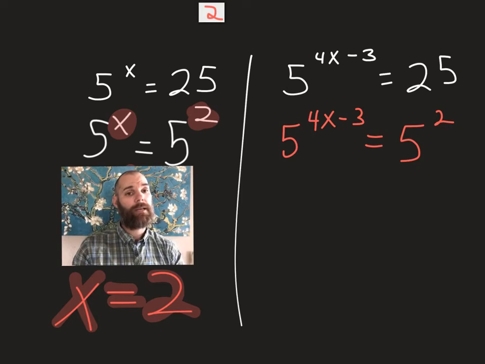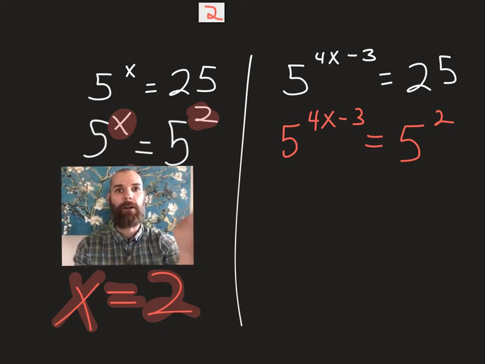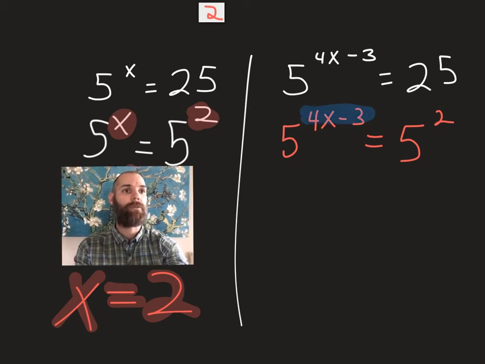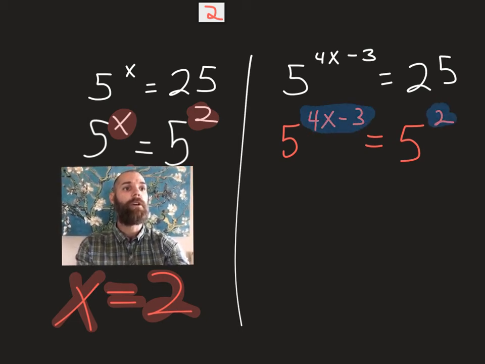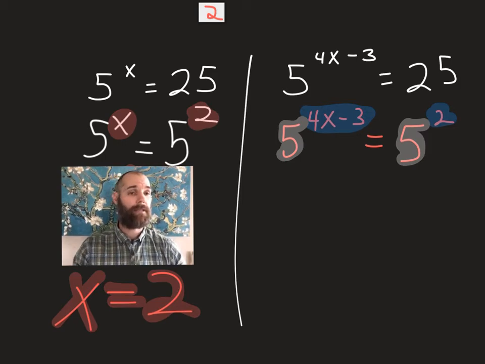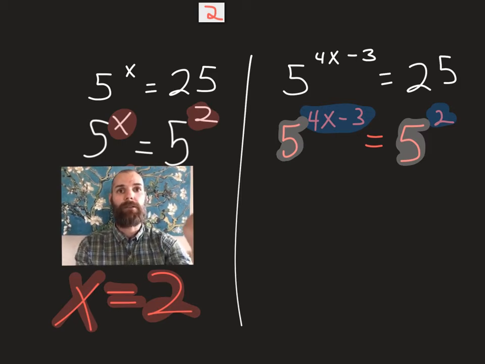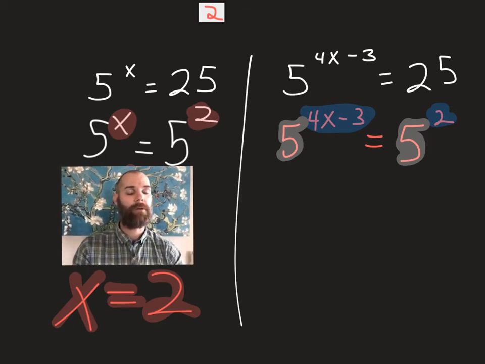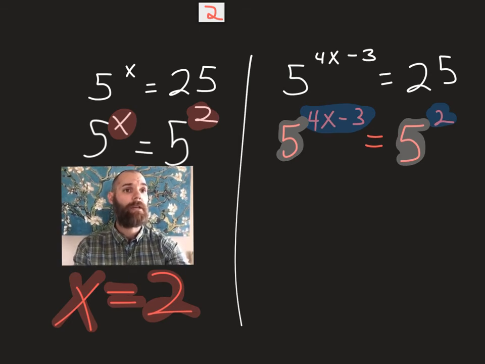And now that the left side and the right side both have a base of 5, well now I can go and set those exponents equal to each other. So you can only do this move when your bases are the same. So let's just go ahead and make sure that we understand that. So here our bases are the same, and there's nothing else going on besides a base raised to an exponent. So once we have a base raised to an exponent where the bases are the same, well that implies that our exponents must be equal.